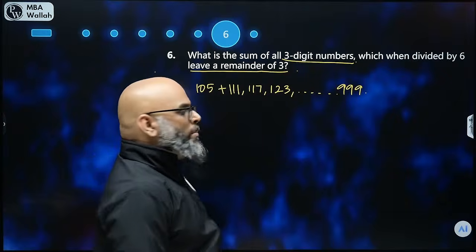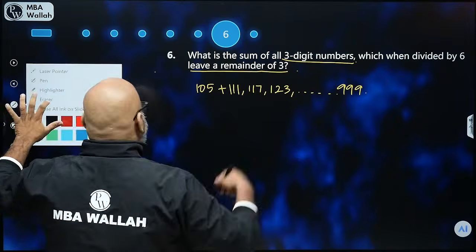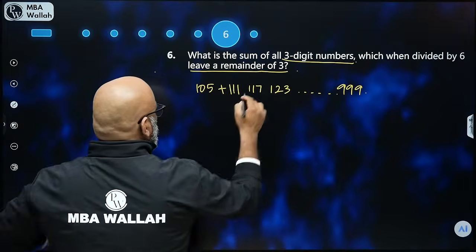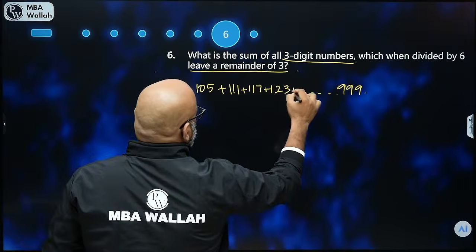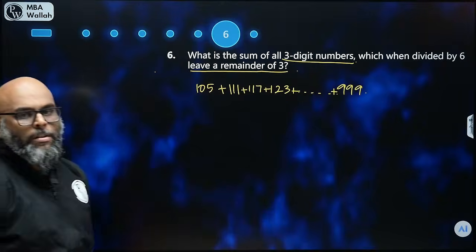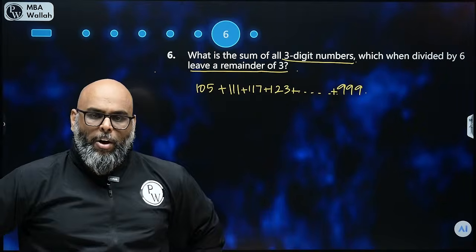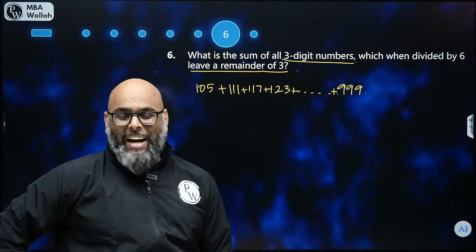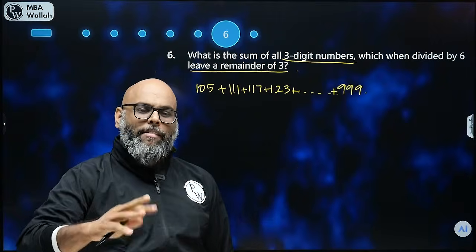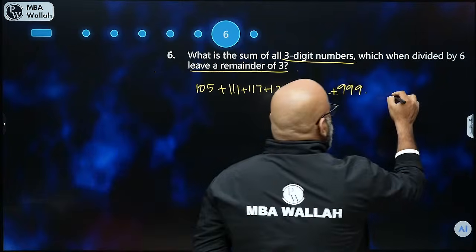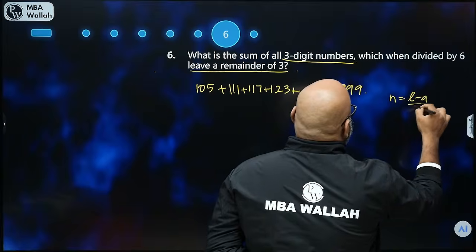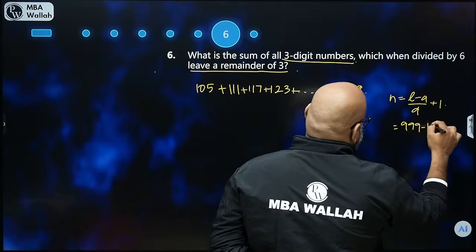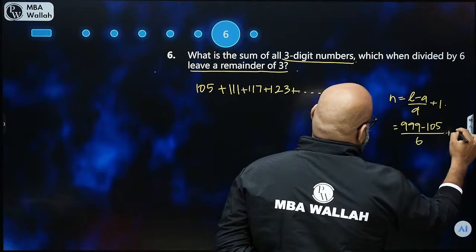Summation of all these numbers, very specifically, no commas in between. It has to be plus. Clear? Any doubts? Now I have to add all of this. I need to know n. So first I will find n. So n is equal to L minus a by d plus 1, 999 minus 105 divided by 6 plus 1.